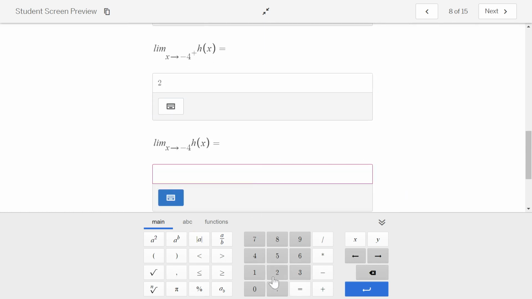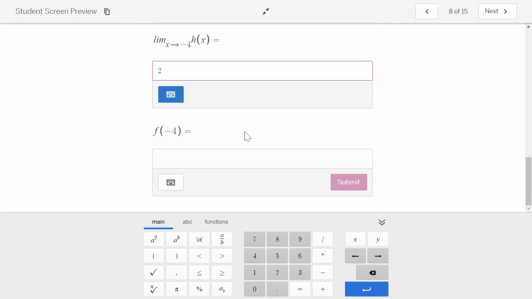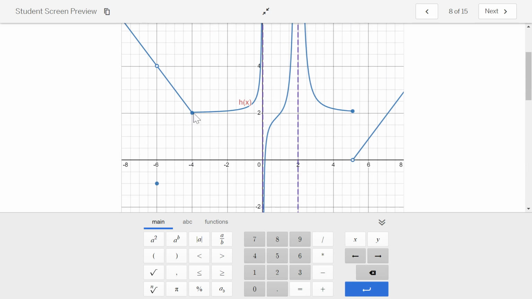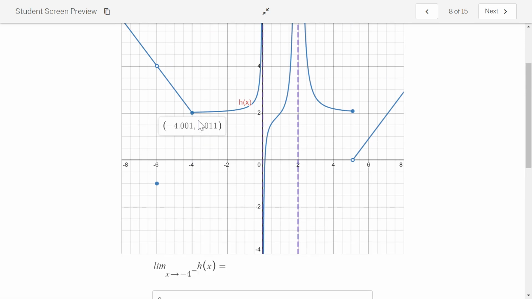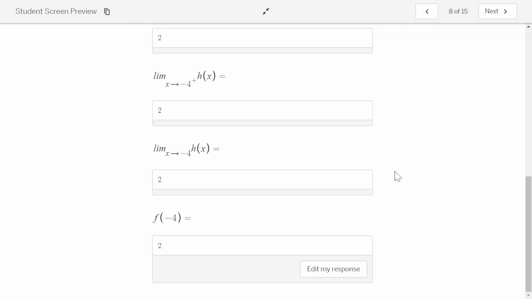The two-sided limit is the same, right? They're both the same. So it's going to be equal to that value, which is 2. And then the actual value of the function at -4, if we look for where the dot or the closed circle is, it actually is right there, right? We can see that they do link up. They do meet at 2. So it's going to be 2 here. All right. Okay.